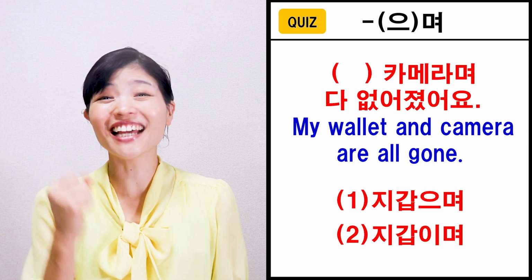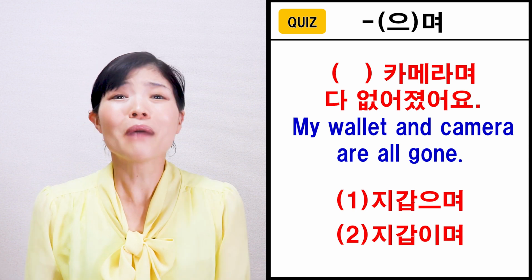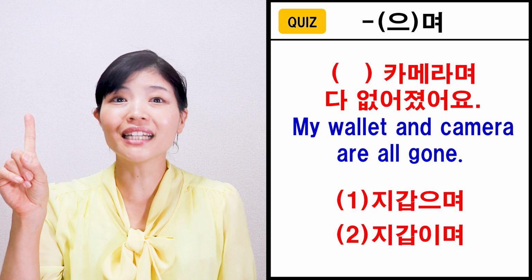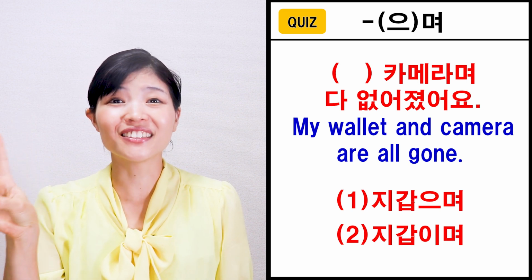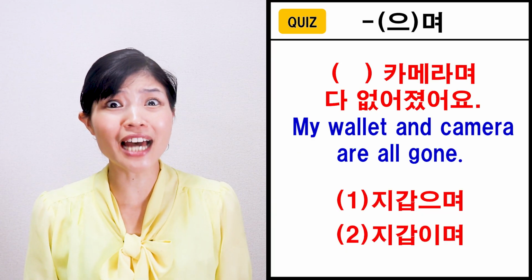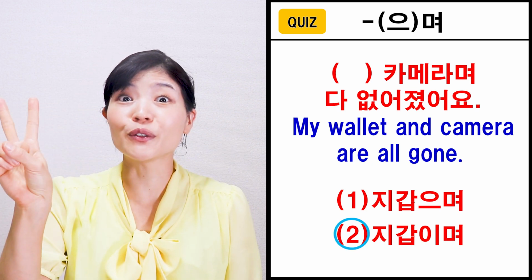Then let's try the next quiz. 카메라며 다 없어졌어요. My wallet and camera are all gone. Number 1, 지갑이며. Number 2, 지갑이며. Oh, that must be very sad, right? The correct answer is number 2.